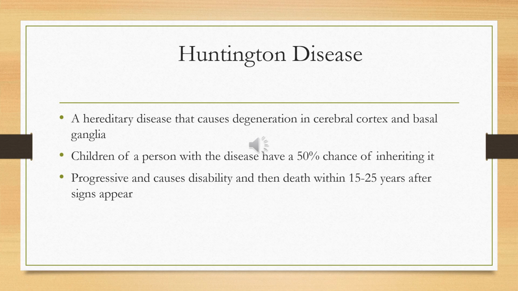Huntington's disease is a hereditary disease that causes degeneration in the cerebral cortex and the basal ganglia, and it leads to a chronic progressive mental deterioration that ends in dementia. And so the cause is unknown, but this is a progressive disease that will cause disability and eventually death within about 15 to 25 years of developing symptoms.